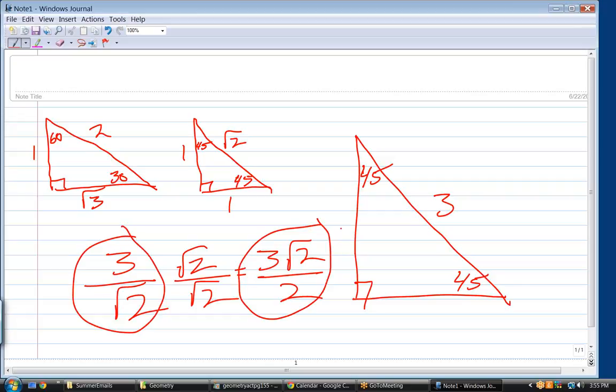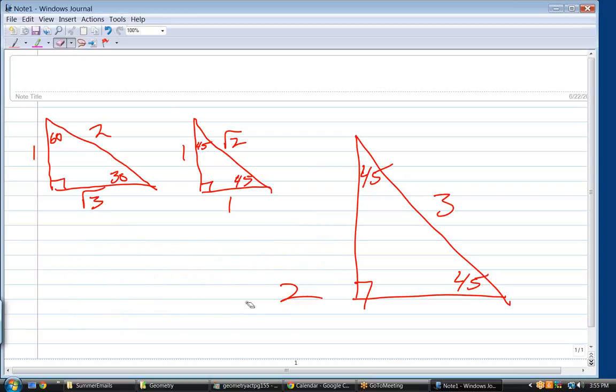Okay? So what is this vertical side over here going to be? 3 times the square root of 2 over 2. And the horizontal side? 3 times the square root of 2 over 2. Okay. Now that's the problem. I don't give you the hypotenuse. What's the hypotenuse? What's the vertical side?